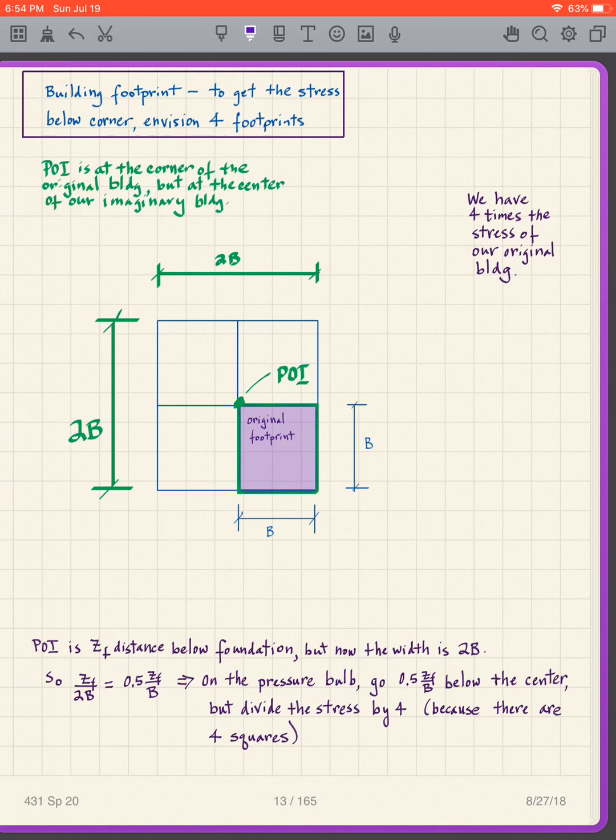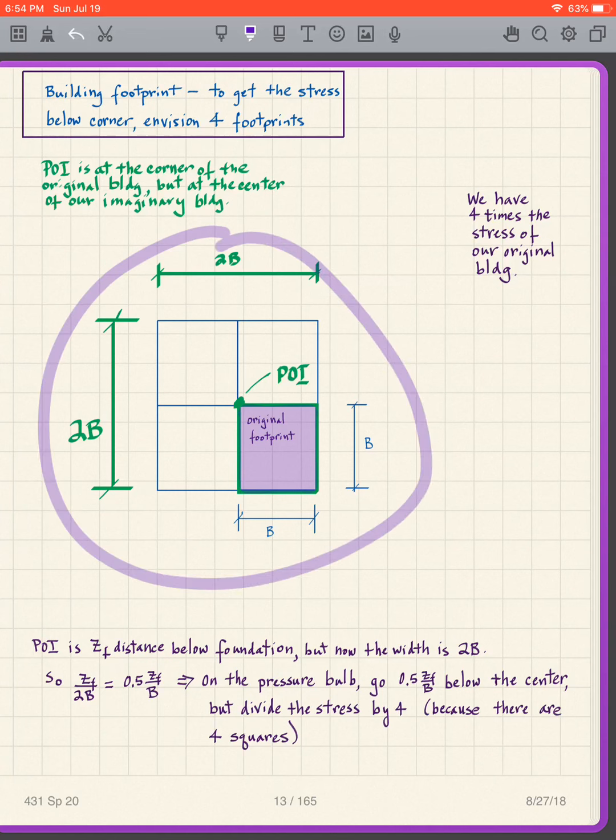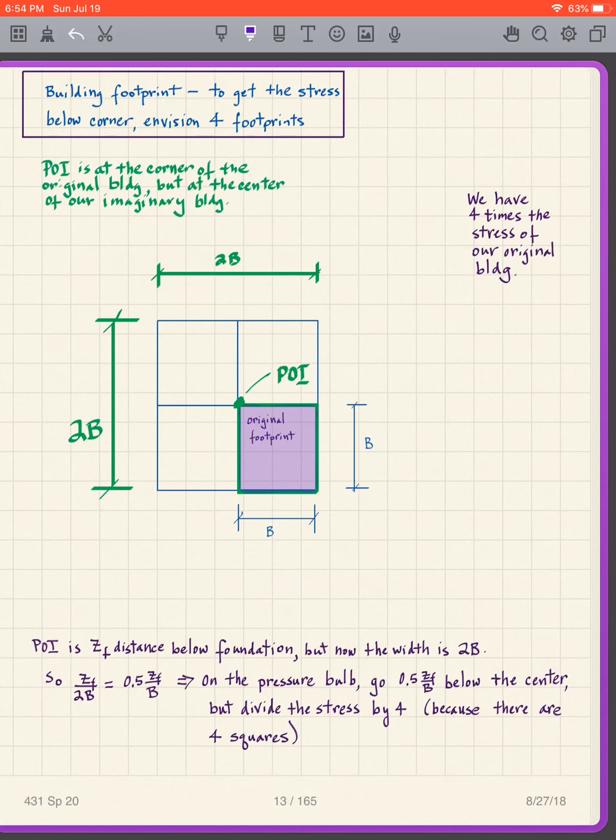But I just want to review quickly how to get the stresses using the pressure bulb. This describes what we covered last semester. I'm not going to go through it because it takes too many words. Just go ahead, pause the video, read this, refresh your memory, and go back to last semester's lecture.